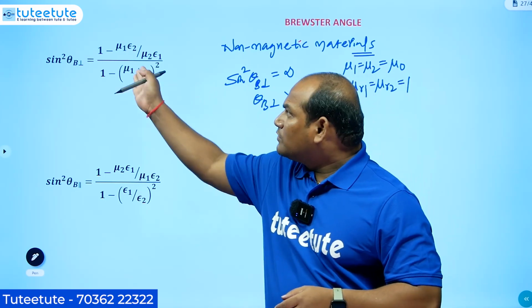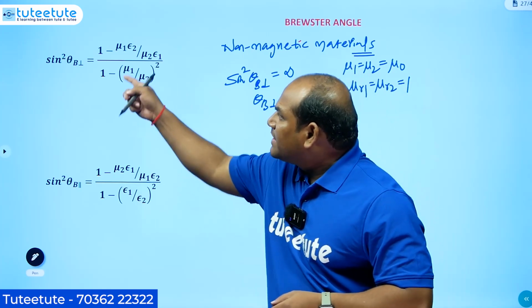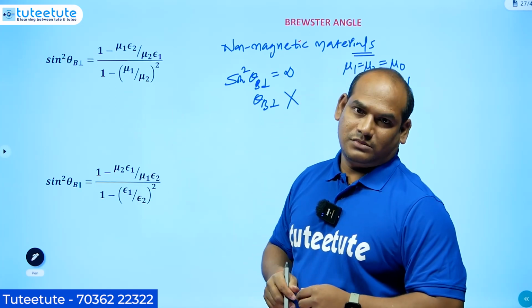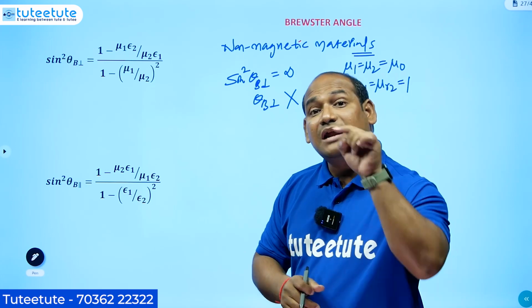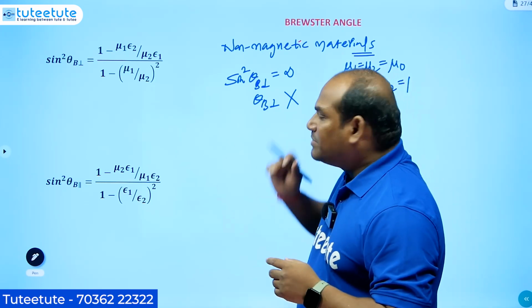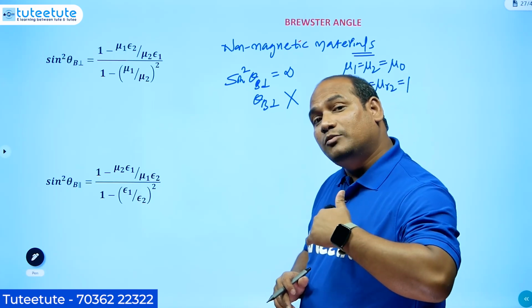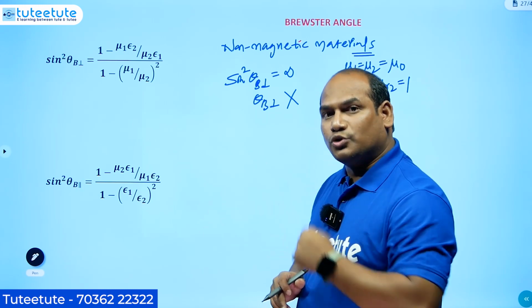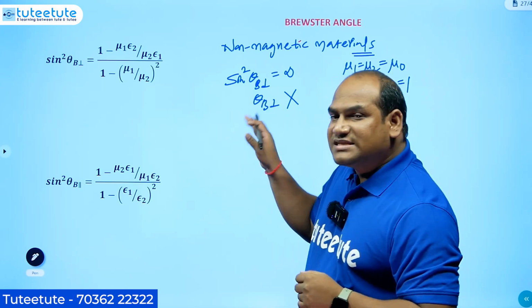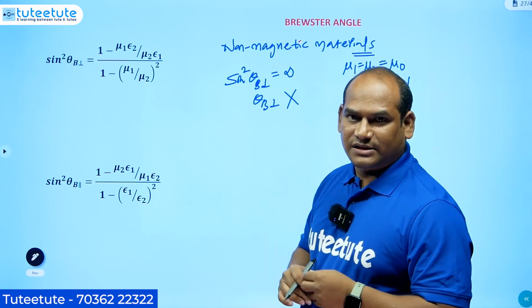We can have mu1 different from mu2, so that this denominator cannot be equal to 0 for general materials. But for the non-magnetic materials, here we don't have this theta b. We cannot make total reflection equal to 0, or we cannot transmit into medium 2. Whatever the incident wave is there, completely we cannot transmit. That flexibility is not there.